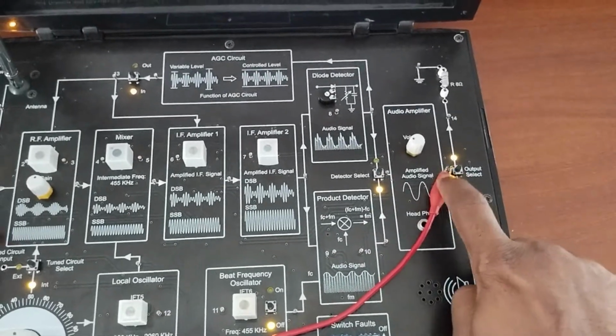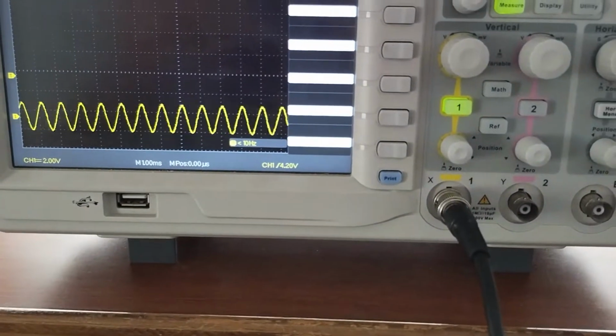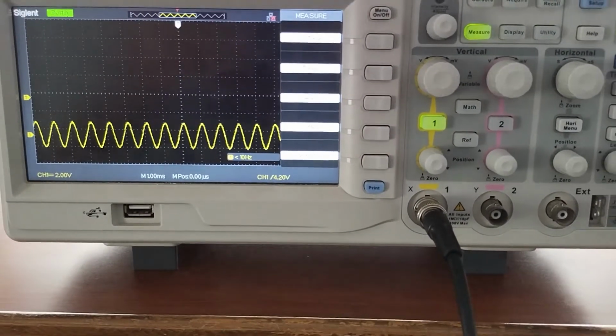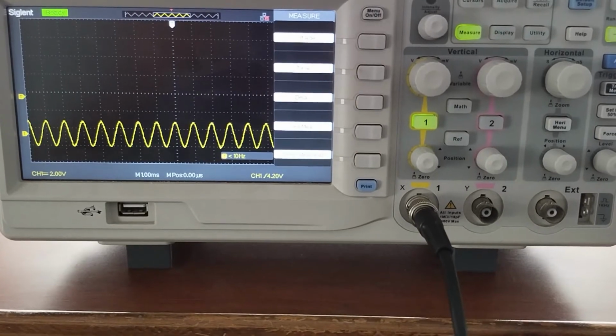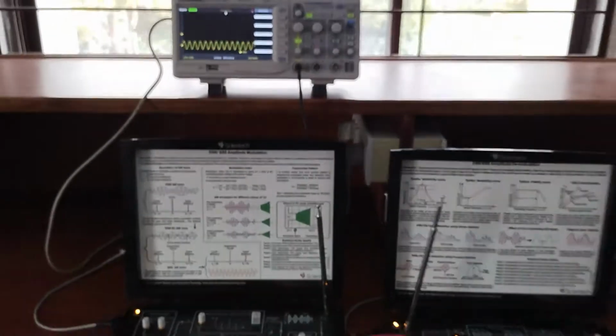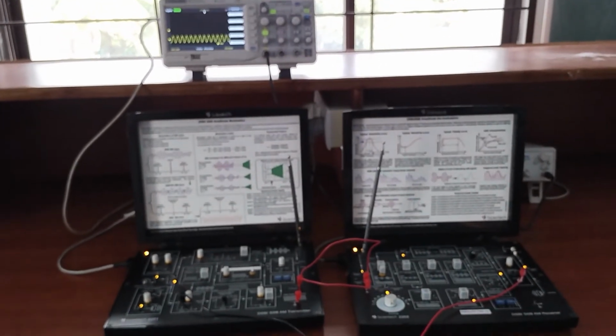The output of the demodulated DSB-SC signal from the audio amplifier is available on the screen with the same frequency as the message signal transmitted from the transmitter. This gives the final circuit of the DSB-SC modulator and demodulator.